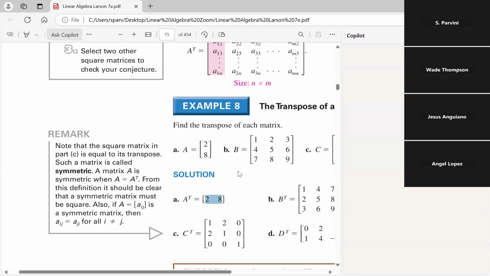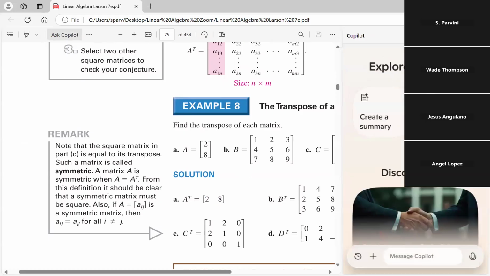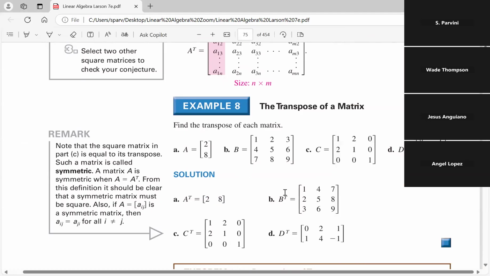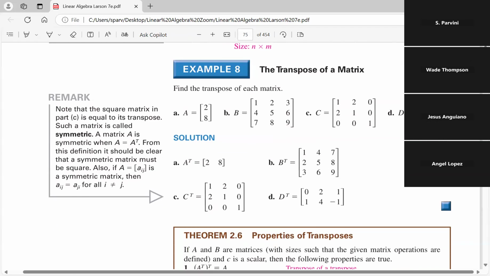Look at B now. Matrix B, transpose of B. So the row 1, 2, 3 becomes column 1, 2, 3. Row 4, 5, 6 becomes column 4, 5, 6. 7, 8, 9, third row becomes 7, 8, 9, third column. You see how that turns? So these are all transposes.